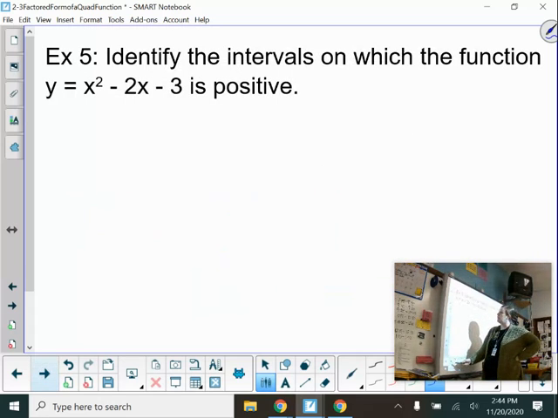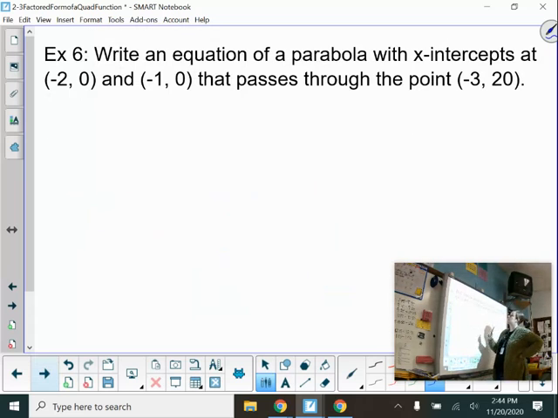We are not going to be looking at example 5 today. So now we're on to example 6. We need to get the equation of a parabola that has the x-intercepts of negative 2 and negative 1, and is going to pass through the point negative 3, 20.